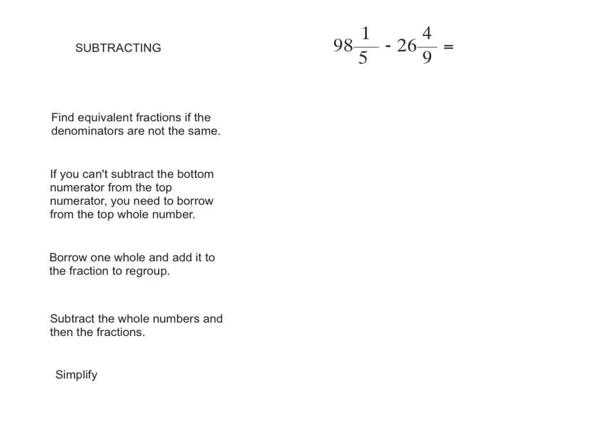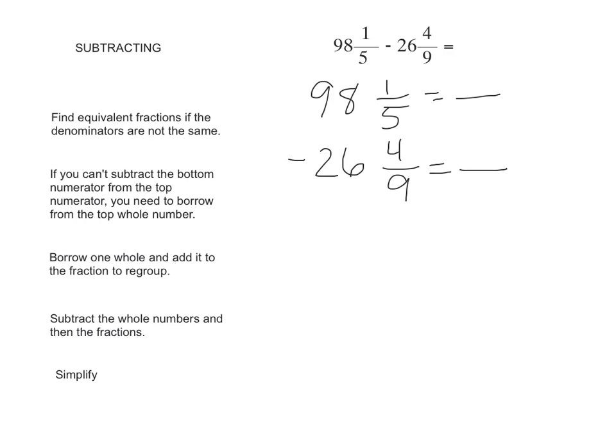All right, now let's try subtracting. I'm going to rewrite this problem. I have 98 and 1/5 minus 26 and 4/9. Since the denominators are not the same, I'm going to go ahead and find the equivalent fractions. The common denominator here between 5 and 9 would be 45. Nine times 5 equals 45, so 4 times 5 is 20. 5 times 9 gives me 45, so 1 times 9 is 9.